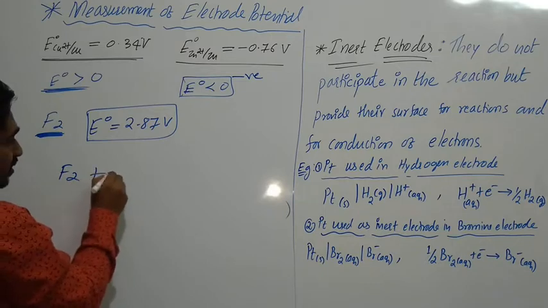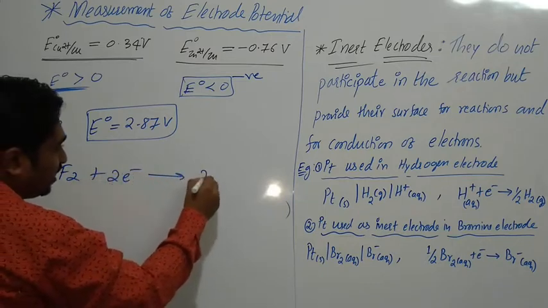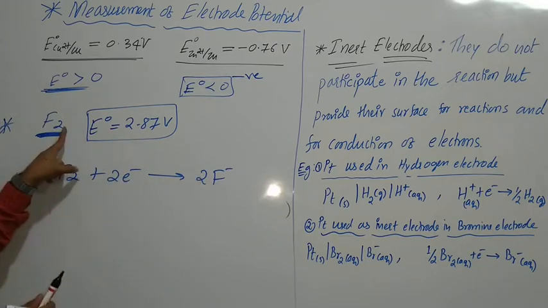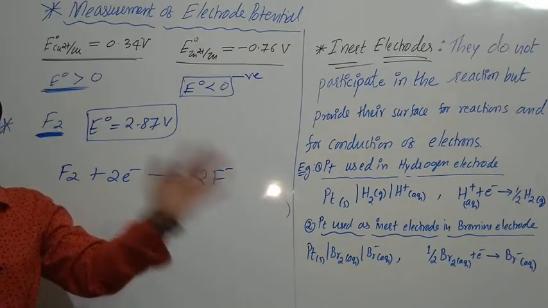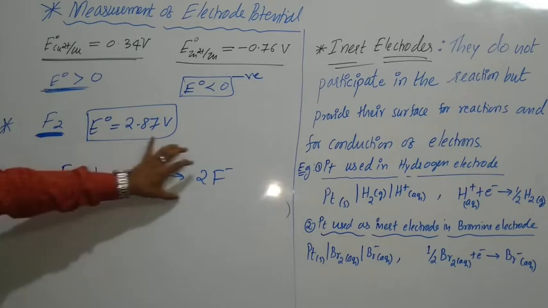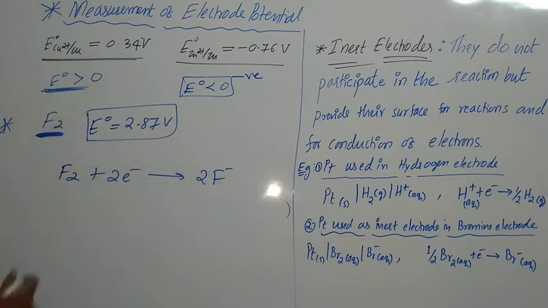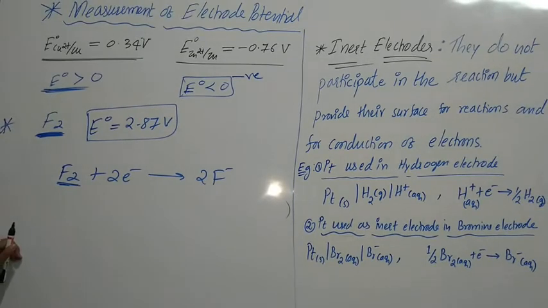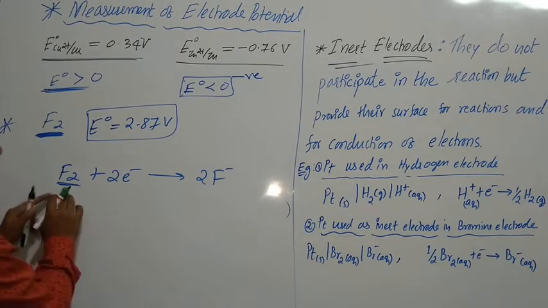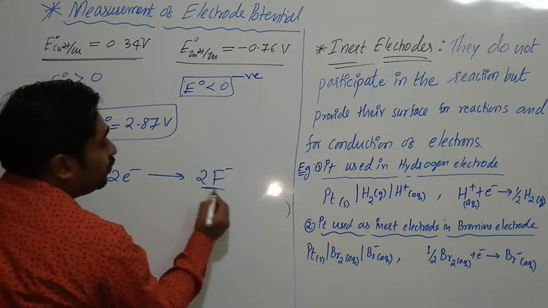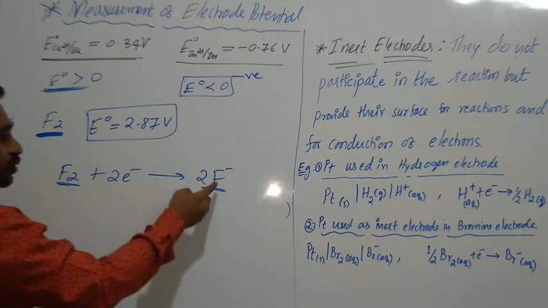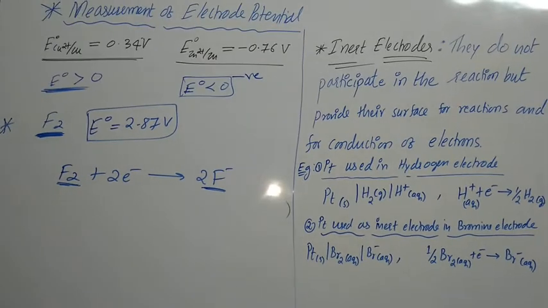This indicates that our fluorine gas takes 2 electrons and gives fluoride ions. It means the reduced form of this is highly stable compared to hydrogen. We just have to compare this with hydrogen. It means fluorine can accept, can withdraw, can take electrons from any source and is reduced to give fluoride ions.